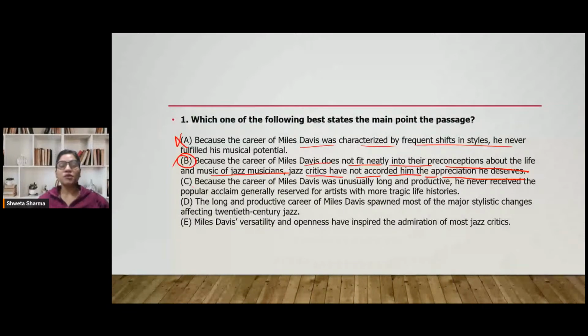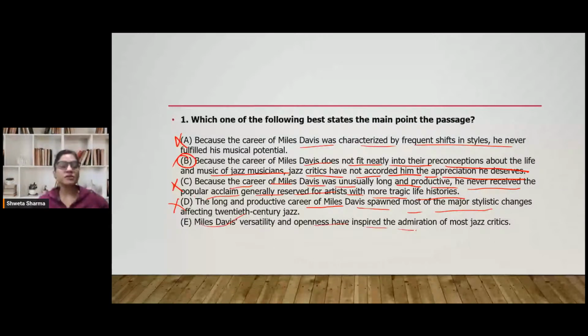Because the career of Davis was unusually long and productive, he never received the popular acclaim generally reserved for artists with more tragic life histories. Not really. It's not that he has not attained it. Long and productive career spawned most of the major stylistic changes. It's not the productive career that spawned it. Miles Davis' versatility and openness inspired the admiration of most jazz critics.